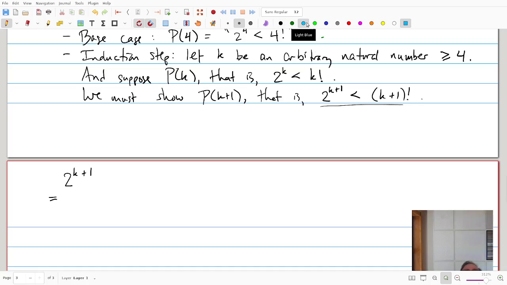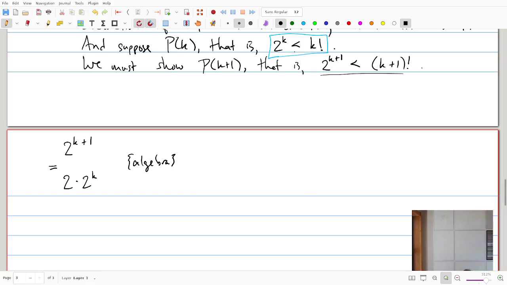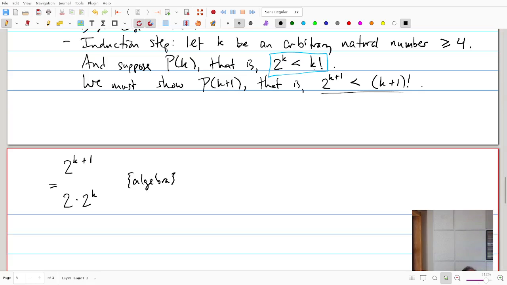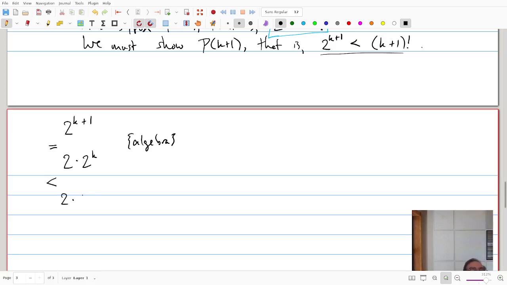Well, I want to be able to use my induction hypothesis, which is this. I know something about 2 to the k, and 2 to the k plus 1 is just 2 times 2 to the k. If I take out a 2, I have 2 to the k left, so this is equal to 2 times 2 to the k. This is just algebra. And by my induction hypothesis, I've assumed that 2 to the k is less than k factorial. So 2 times 2 to the k must be less than 2 times k factorial. If I multiply both sides of an inequality by 2, if a is less than b, then 2a is less than 2b.